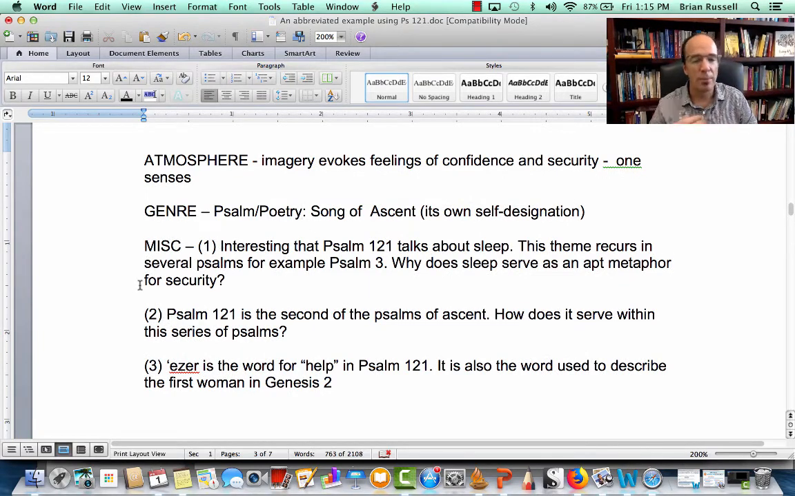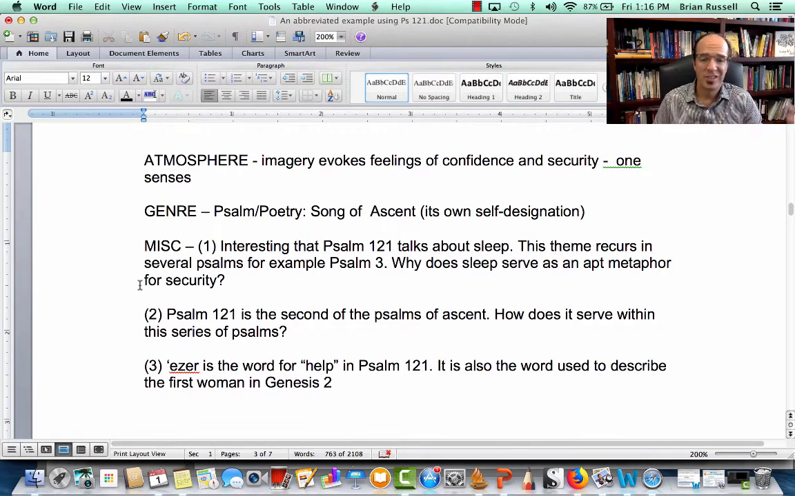These are other observations that you make that don't fit in anywhere else in your survey. I just made 3, for example. I note that Psalm 121 talks about sleep. I've been reading the Psalms a lot, and I've noticed that the Psalms refer often to sleep. For example, you can look at Psalm 3, but it's many other Psalms as well. And I'm wondering, why does sleep serve as an apt metaphor for security? Why does it keep showing up in the Psalms? Again, that's a question for another day, but I just note it there because you keep your surveys forever, and then you'll always have a starting place for work. So these are good places to put extra notes.